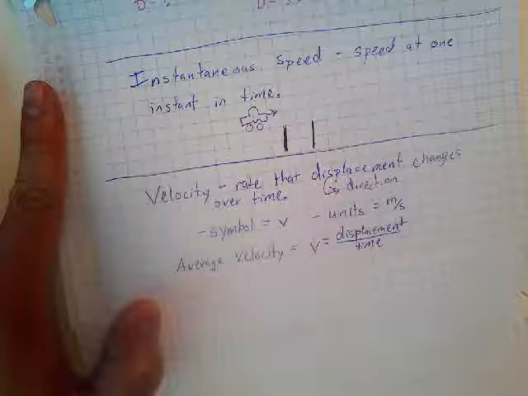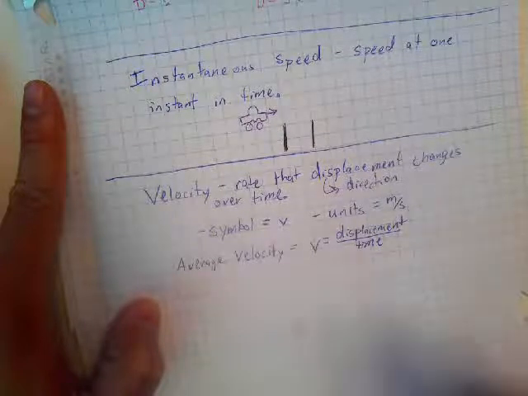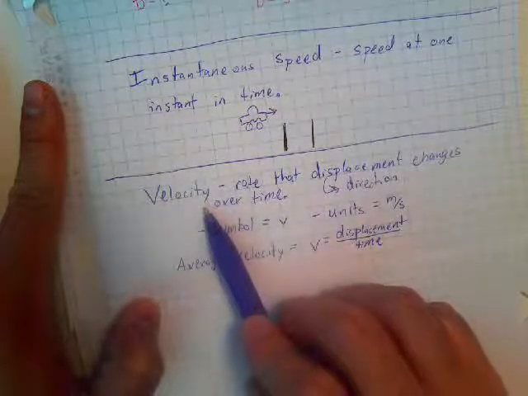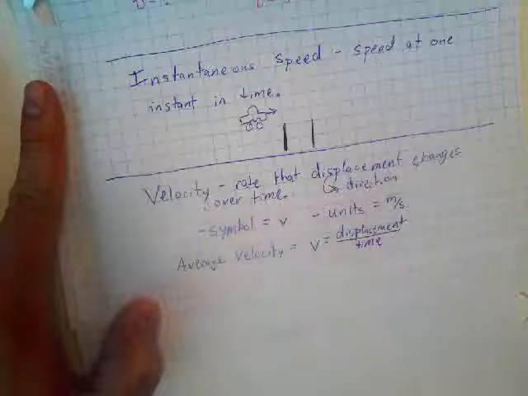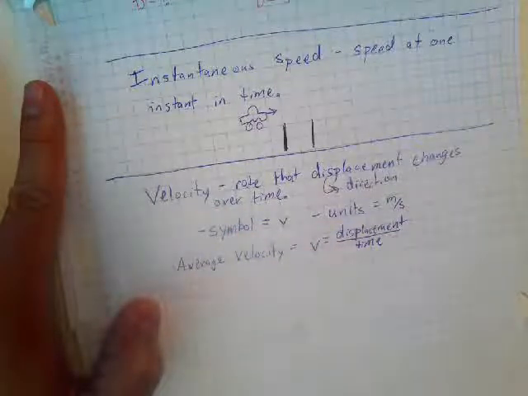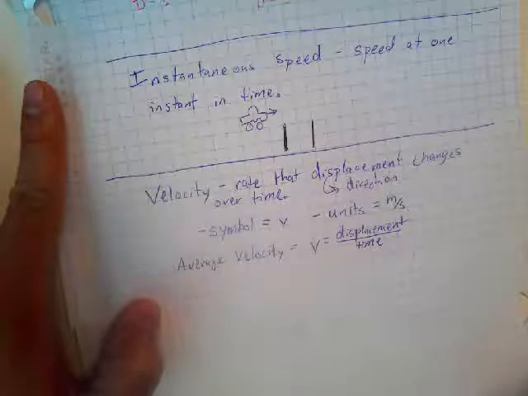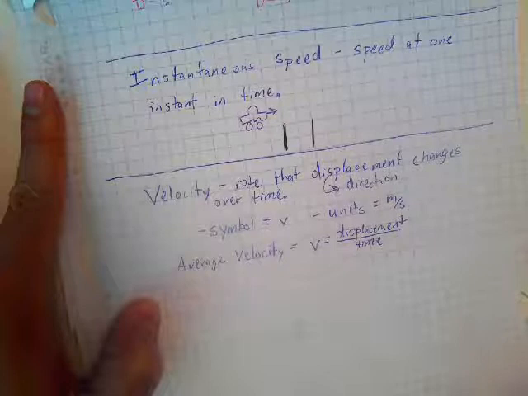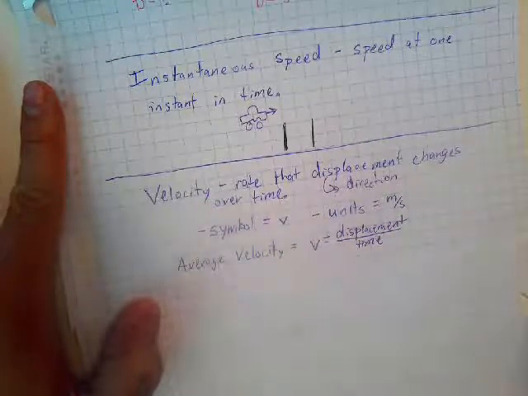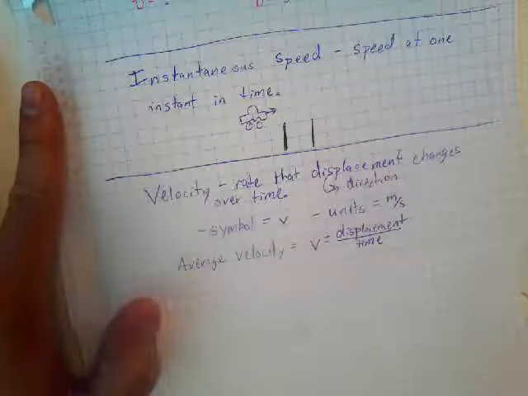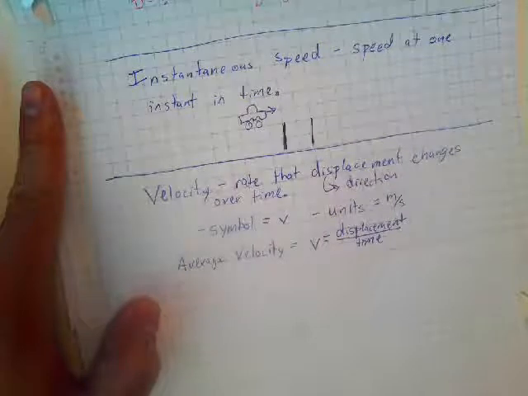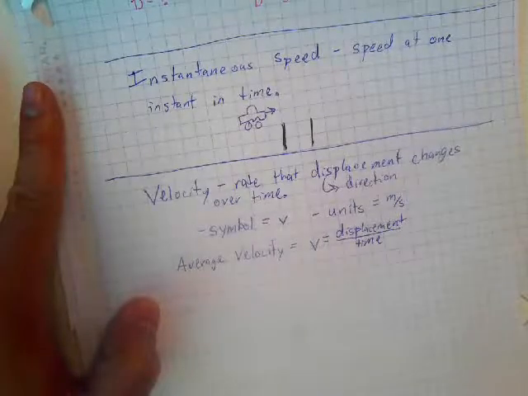So your speedometer in your car doesn't measure velocity, because if you throw that car in reverse and then watch your speedometer, it still goes up because it's measuring how fast you're going speed-wise. It doesn't give you a negative velocity because you're going backwards. Not that it should. Okay, so that's all I have for speed and velocity right now.